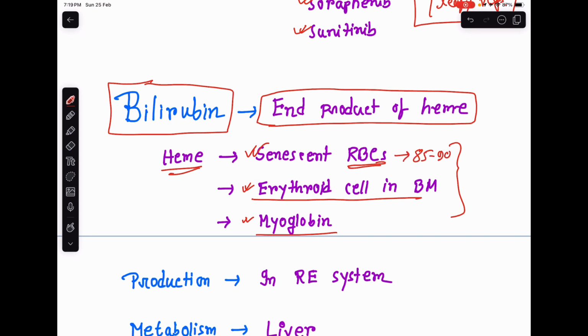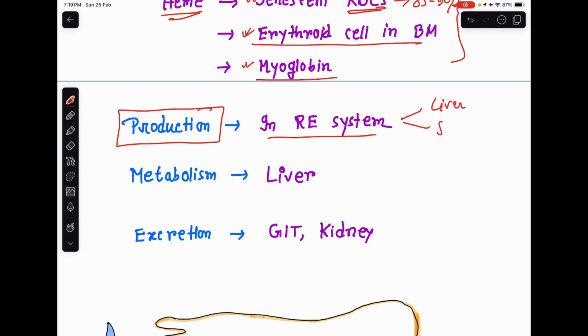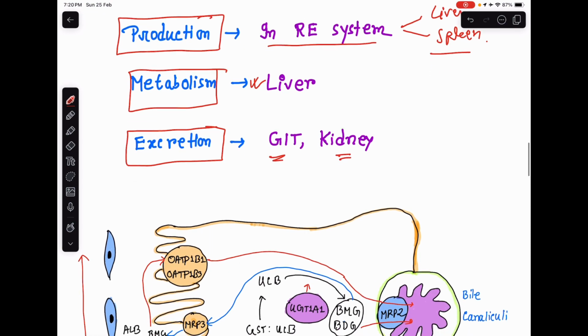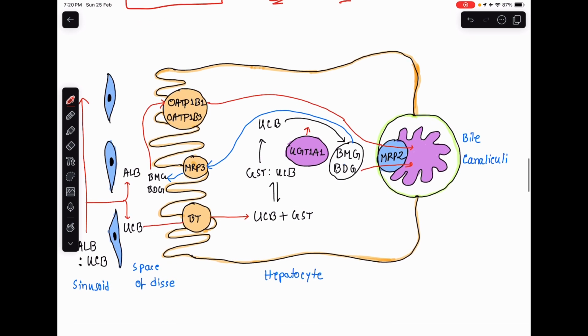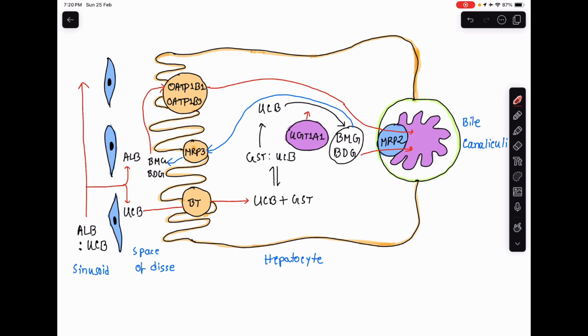85 to 90% of the source of bilirubin is from the senescent RBCs. The production of bilirubin occurs in the reticuloendothelial system, mainly in the liver and in the spleen. Its metabolism happens in the liver and then ultimately it is excreted through the gut and a little amount through the kidney. Now let's talk about the metabolism of bilirubin, which is very important and very interesting to know, which occurs in the liver.